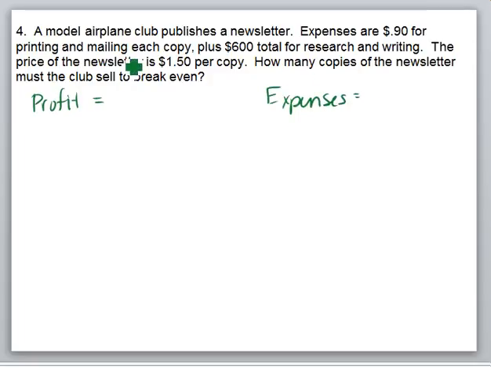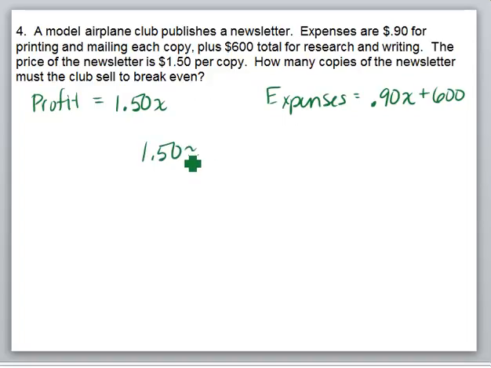This one talks about a model airplane club. They publish a newsletter. The expenses are 90 cents for printing and mailing each copy. So 90 cents per copy, plus they spend $600 in research and writing. The price of the newsletter is $1.50 per copy, so that would be their profit.